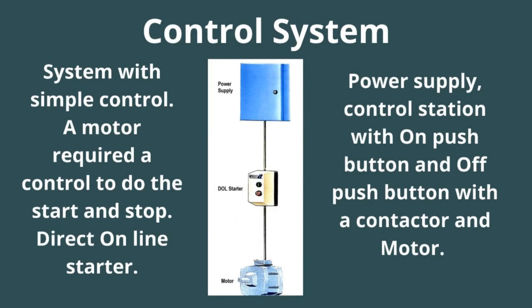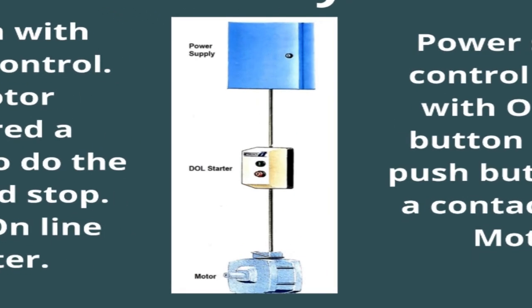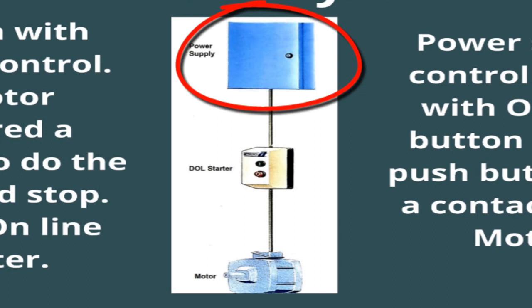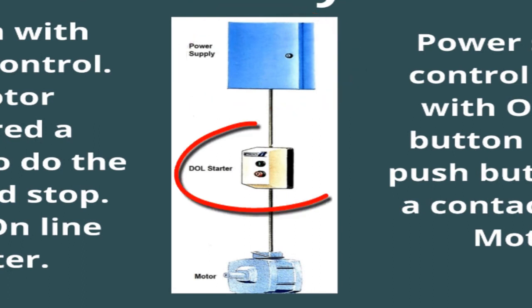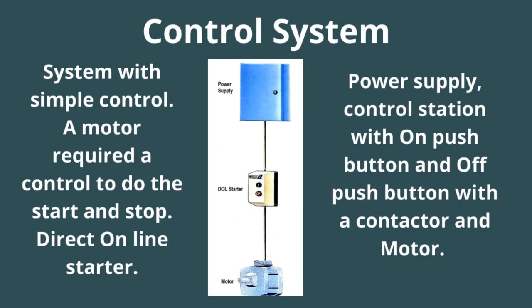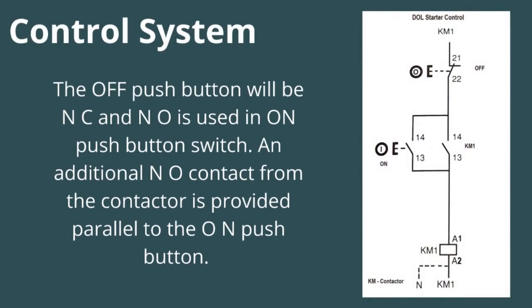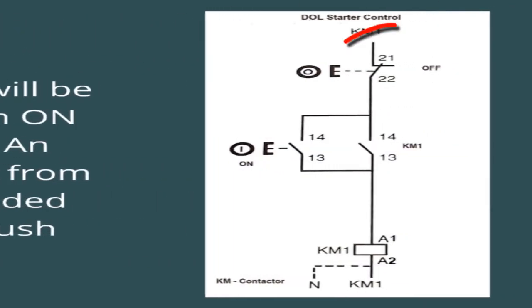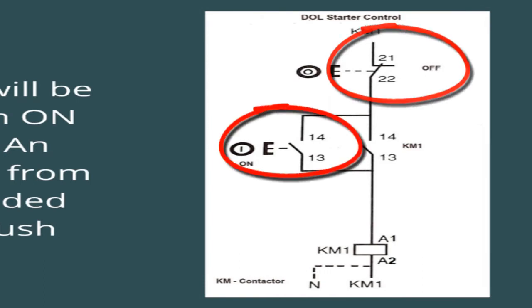The system with simple control logic. One motor needs control to do the start and stop. This is called a direct online starter. Here you can see the power supply. The control station contains on and off push switches, a contactor and a motor. The off push button will be NC, and NO is used in the on push button switch.